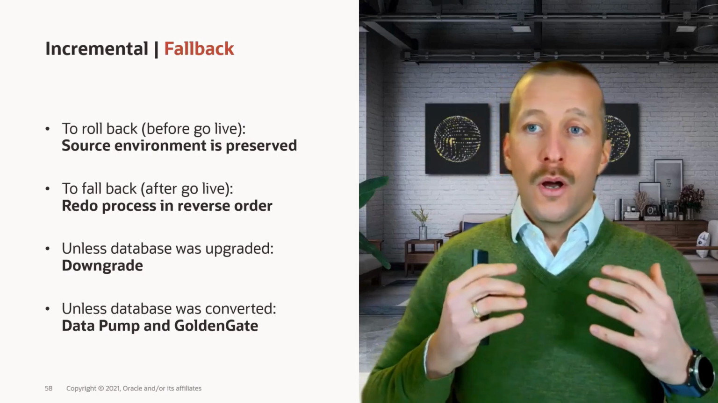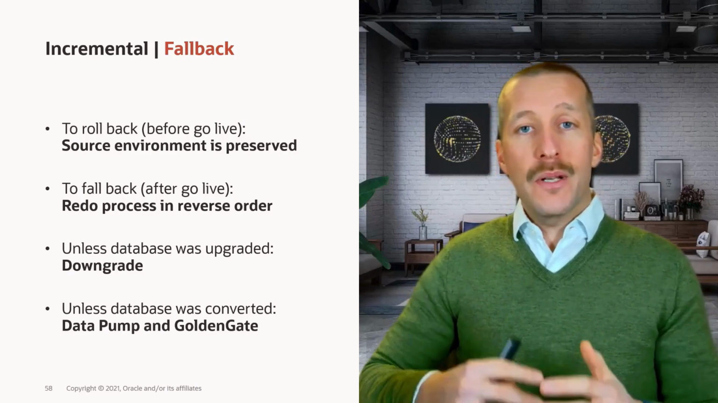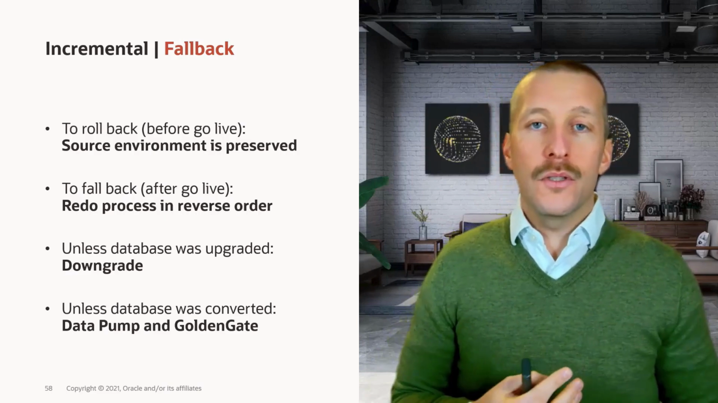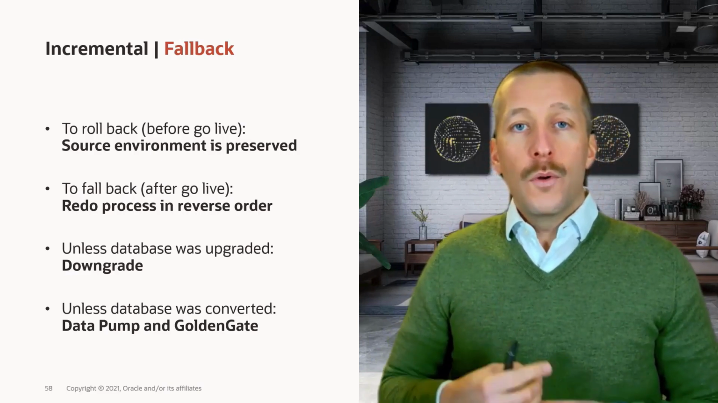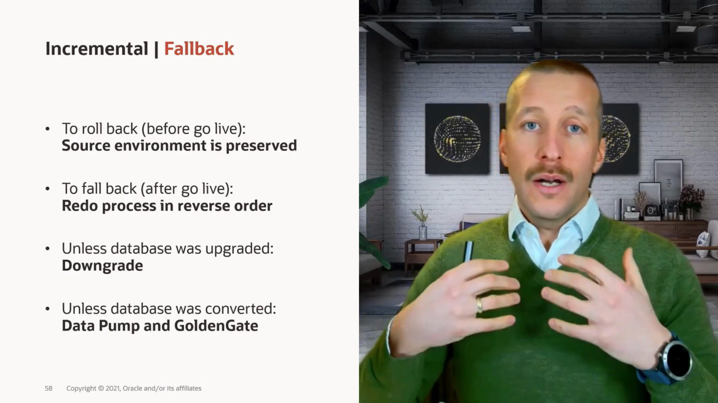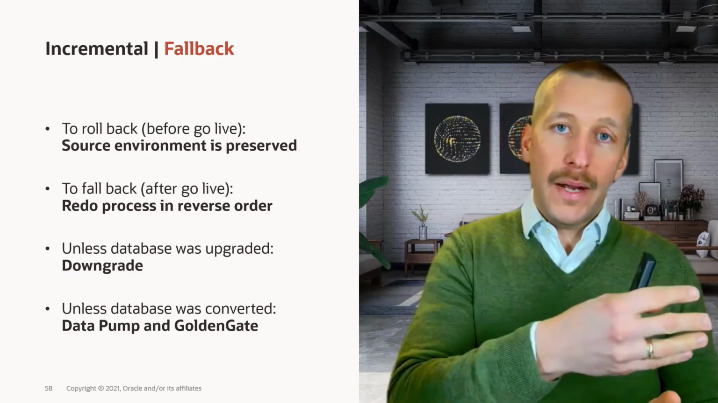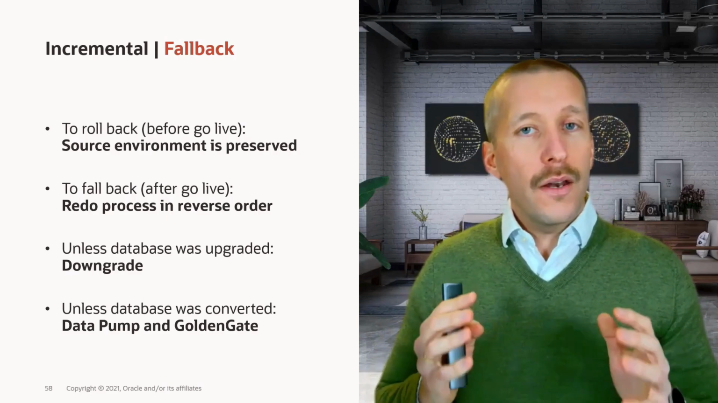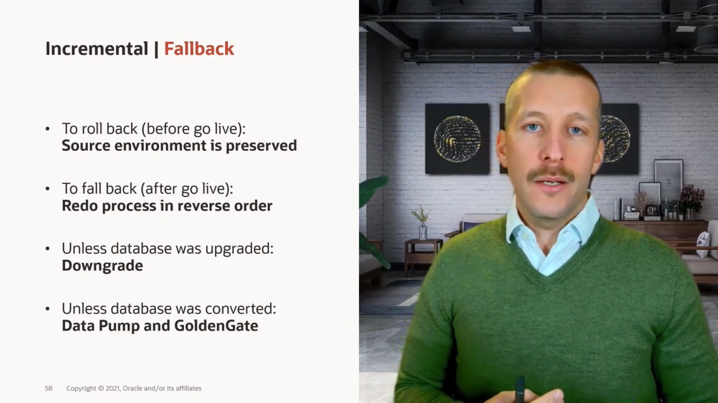If you need to fall back, if something happens after go live on the target system, how do you go back to the source system? With RMAN incremental backup, you can simply reverse the process and do level 0 and level 1 back to the original source system, and you should be good to go. Unless you also upgraded the database.